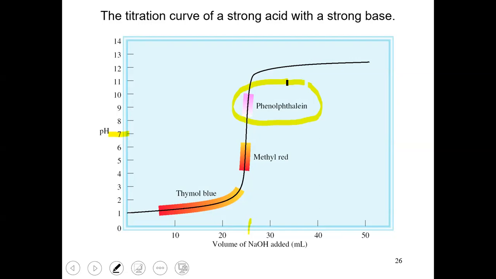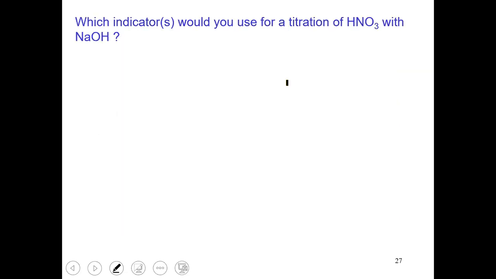Now, this is the sharp rising part of the graph. So technically it's not that big a deal. You could use the methyl red. From experience, I'll tell you, I like a color change that goes from colorless to color, as opposed to going from red through orange through yellow and trying to pinpoint exactly where the change is, all right? So let's do a few exercises here, have you practice.